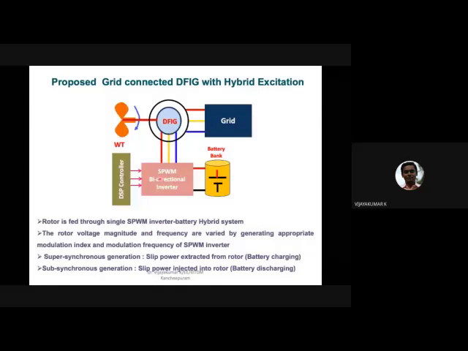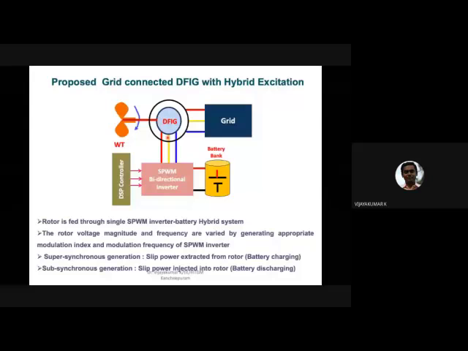In this case, just like conventional DFIGs, we have different modes of operation, depending upon the wind velocity: subsynchronous generation and supersynchronous generation. During subsynchronous generation, we inject the power at the rotor. During supersynchronous generation, we extract the power from the rotor, and that power can be used for charging the battery. So our main novelty here is the single inverter fed double fed induction generator.